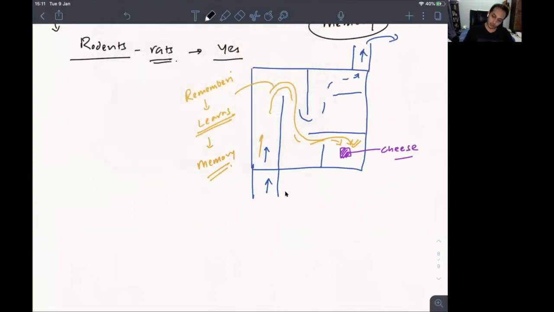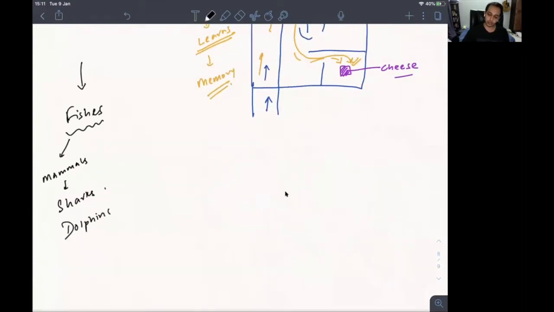Suppose we go still further down. What about fishes? Now, sea creatures overall cannot be clumped into the same basket because there are mammalian sea creatures. So you can have, for example, sharks and dolphins. Now, these creatures actually are highly intelligent. So they don't just have primitive memory for food, but they have enough memory for even language and communication. And it's believed that dolphins even have a sort of social structure. So dolphins and sharks are quite highly evolved.